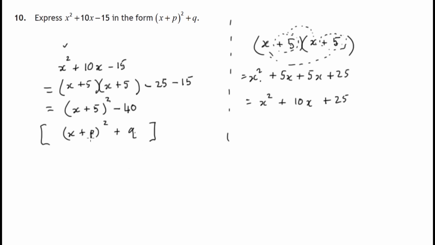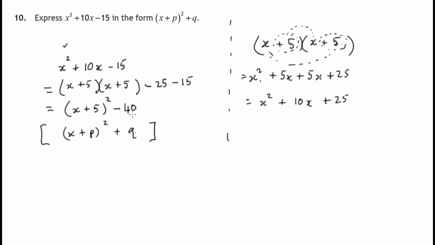We're not asked for the values of p and q, but I'm just checking that we have written it in the correct form. At this stage, where you've written x plus 5 times x plus 5, and you know you have a 25, you might, if you're good at mental arithmetic or use your calculator, ask: 25, what do we need to do to 25 to get negative 15? Well, we'd have to take away 40.